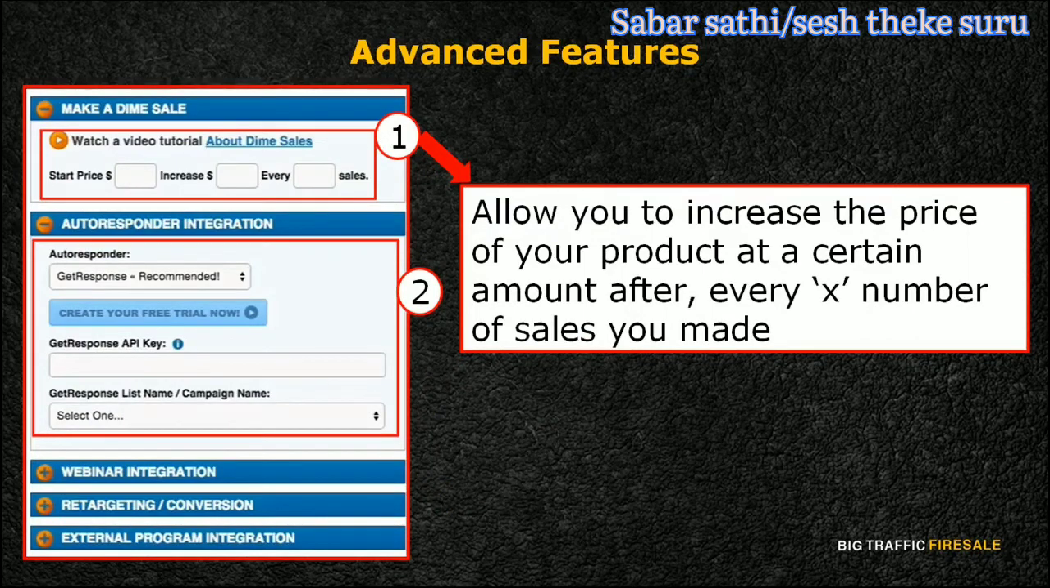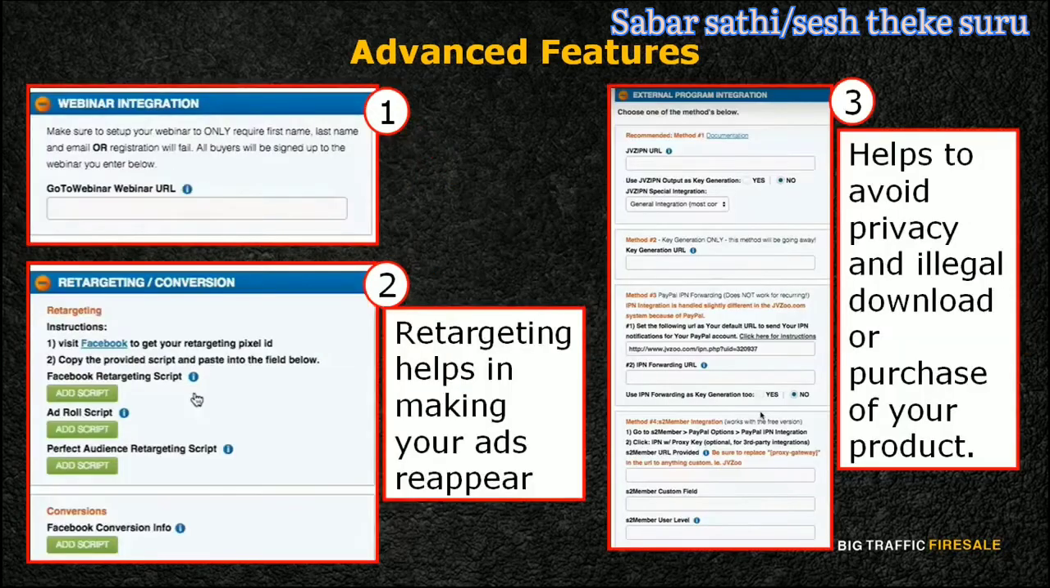Next is the Autoresponder Integration box. Remember the GetResponse account. This is where your automated response service will send emails to your subscribers and followers. If you have a webinar integration, simply copy and paste your webinar URL from your website in the space provided. Additionally, retargeting conversion allows you to steer your visitors back to your page. Retargeting helps in making your ads reappear while your previous visitors who didn't purchase anything from you surf the internet.